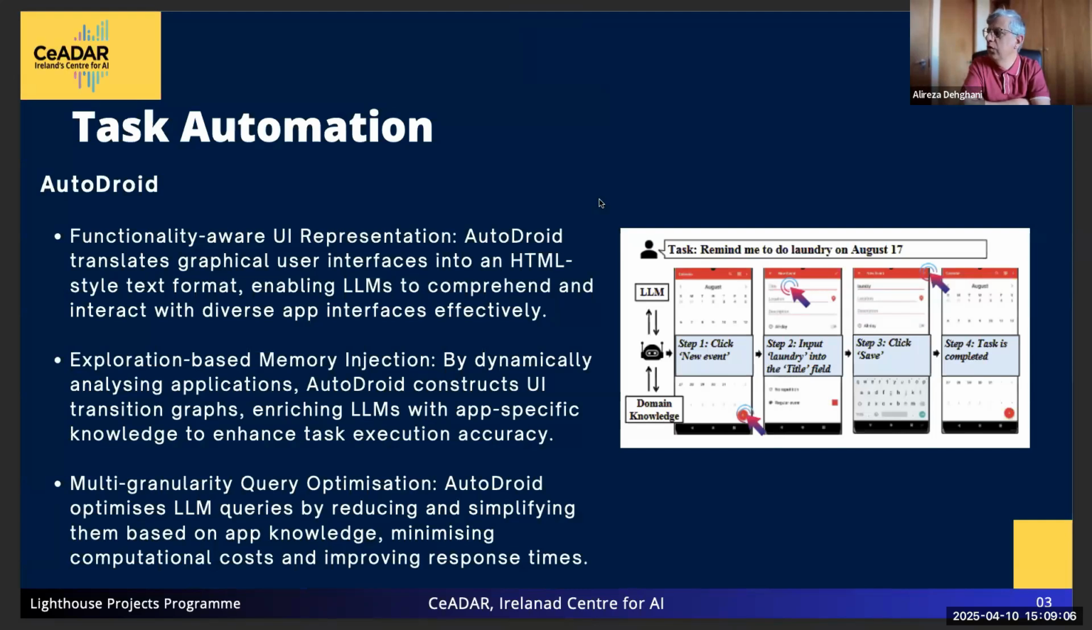Imagine on your mobile phone, you have loads of applications, different types of applications, and you are interested in seeing how you can improve how you interact with them, what's going on, and then you can automate a lot of things.